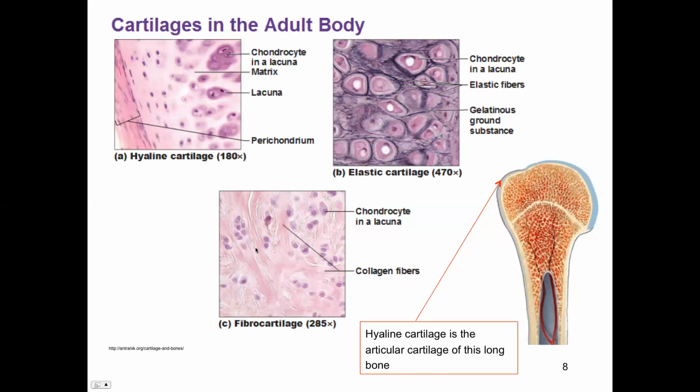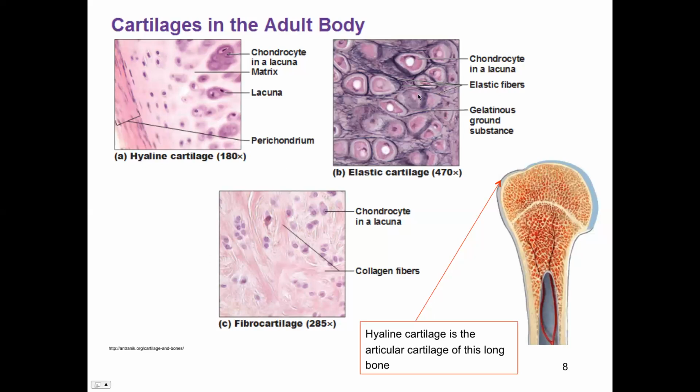But we do have other uses for fibrocartilage. This fibrocartilage will be found where we have highly compressible situations. So your intervertebral discs are made of this. It's the cartilage at the pubis as well. And as you'll see, we have this inside joints, pads of this called menisci.